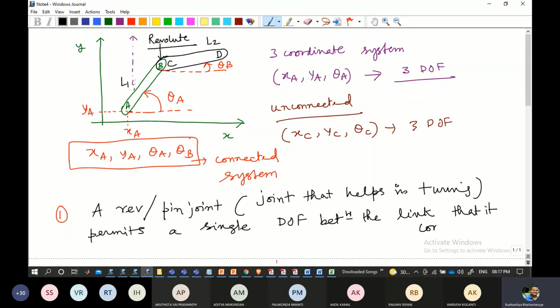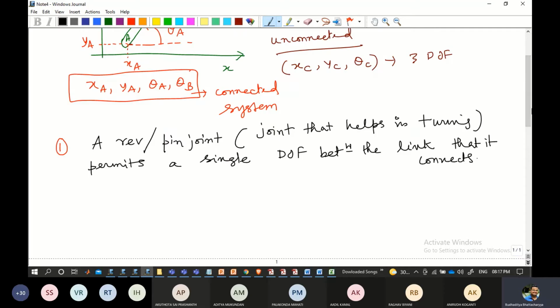Is it clear from the idea I discussed? A revolute joint is only helping us to turn. So basically it only requires theta. It is allowing a single DOF between the links. What is the conclusion from this? And that is very, very important. The conclusion that we can draw, please make a note of this: introduction of one lower pair.